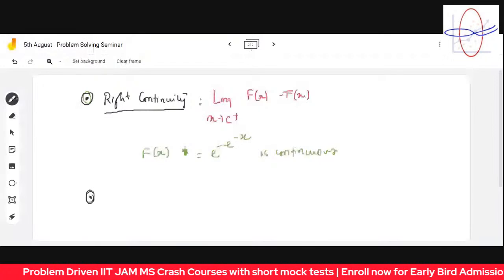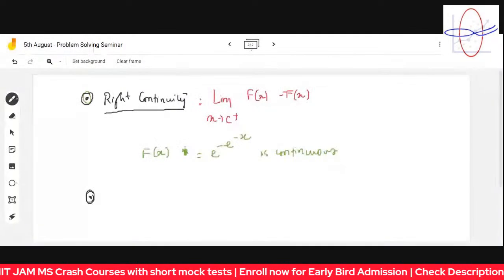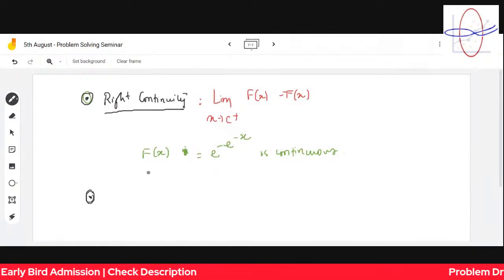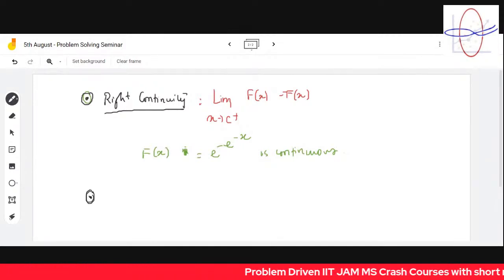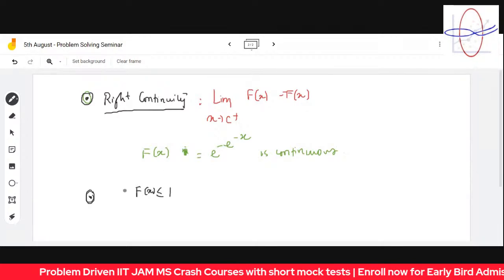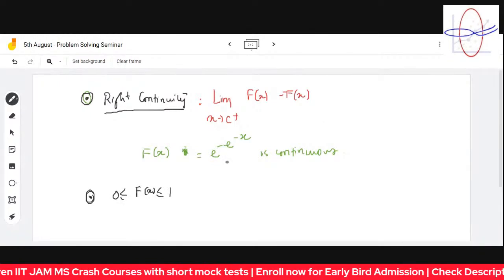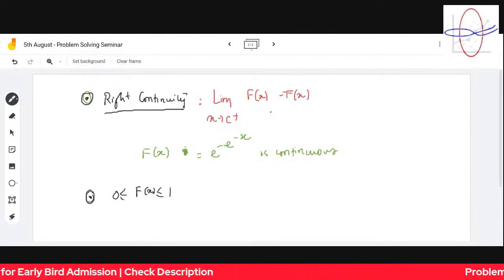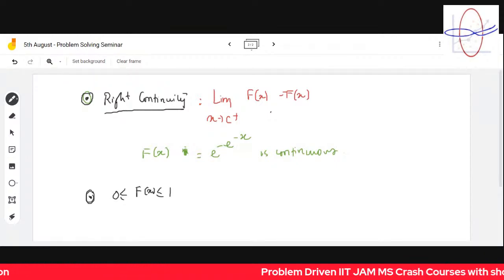I hope it's better now. I have just changed the connection. So f(x) is continuous, and Nikhil was telling me in the live chat that f(x) needs to be between 0 and 1. So if we prove that f(x) is increasing, and as x tends to infinity it's 1, and as x tends to minus infinity it's 0, then automatically we prove that f(x) is between 0 and 1. That's what we can show.